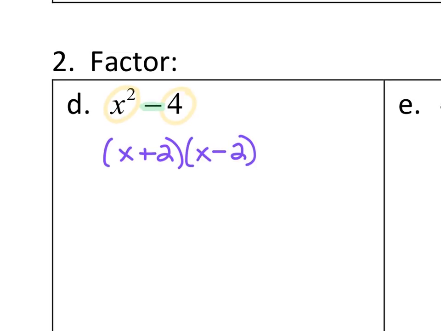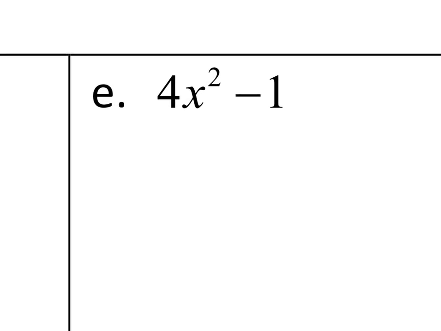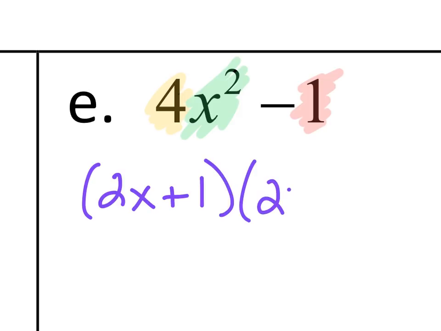In letter E, we have the same type of factoring. Notice that 4 is a perfect square, x squared is a perfect square, and 1 is a perfect square. So it's a two-term polynomial with everything as a perfect square separated by subtraction. And so you're going to take the square roots of everything and add and subtract.